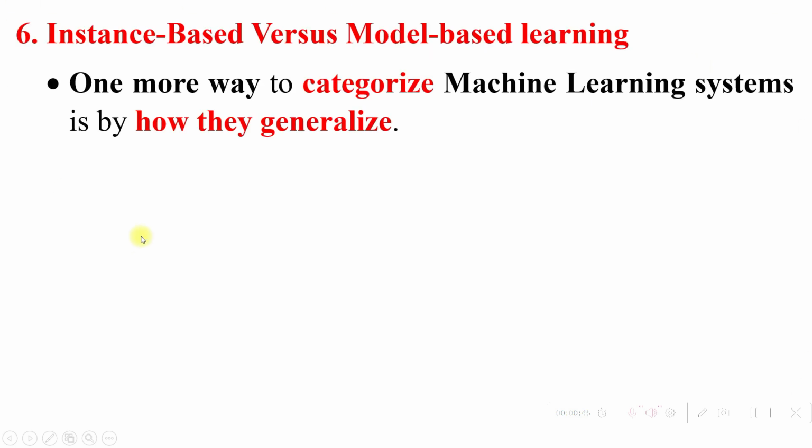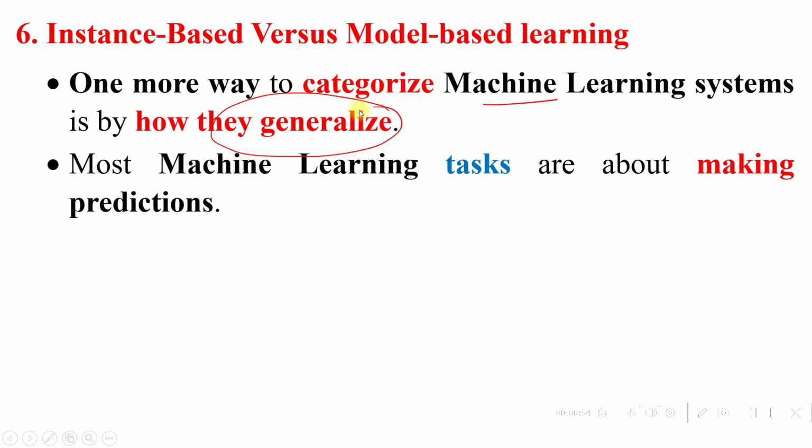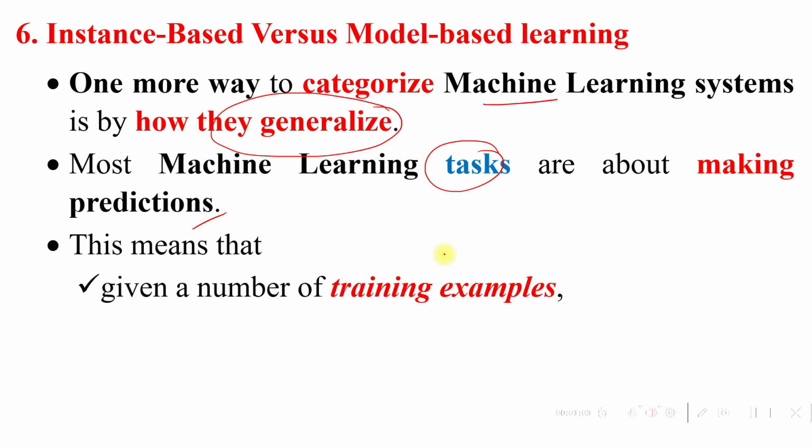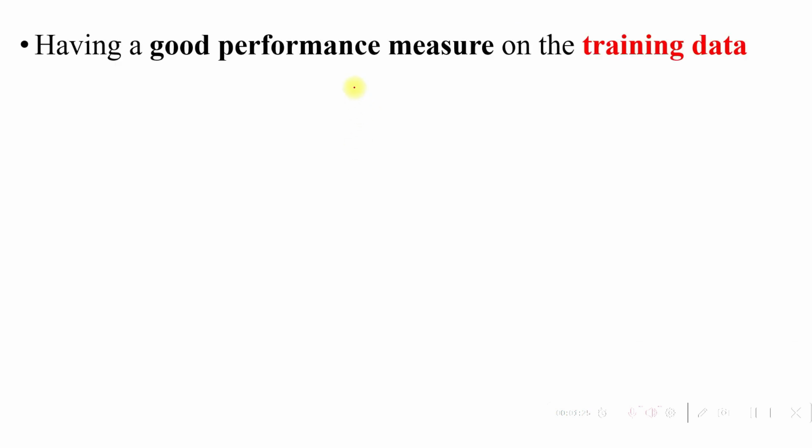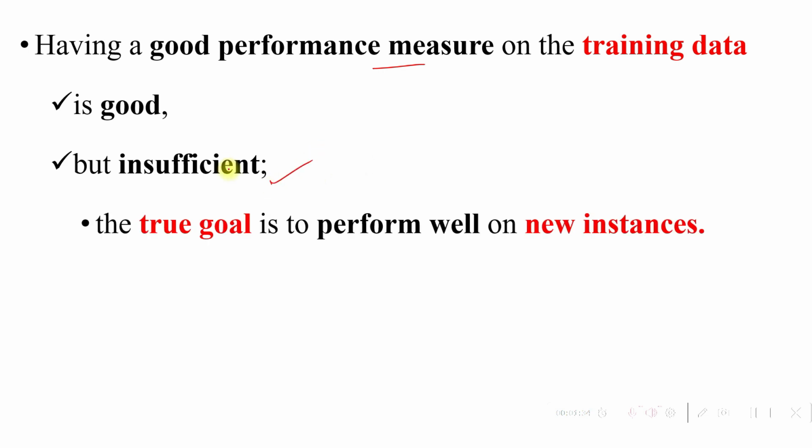So one more way to categorize machine learning systems is how they generalize. Most machine learning tasks are about making predictions. This means that given a number of training examples, the system needs to be able to make good predictions for examples it has never seen before. Having a good performance measure on the training data is good but insufficient. The true goal is to perform well on new instances. Our main aim is that it works on the training data as well as the unseen data. That is the main importance of our models.